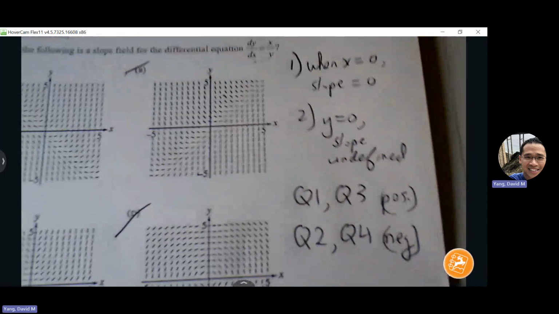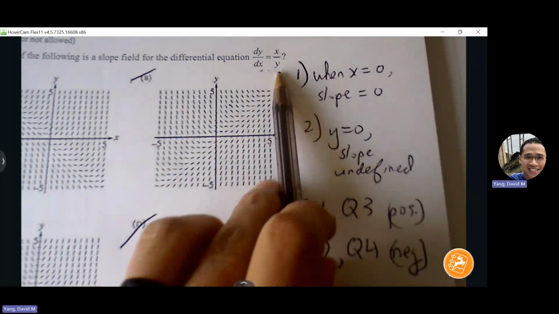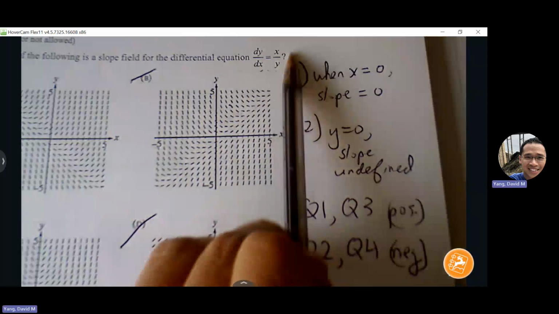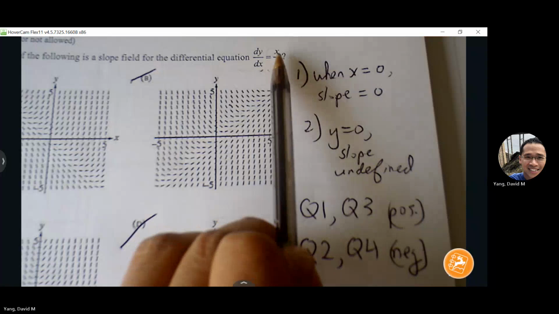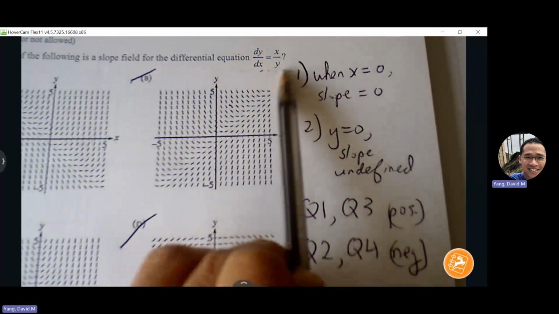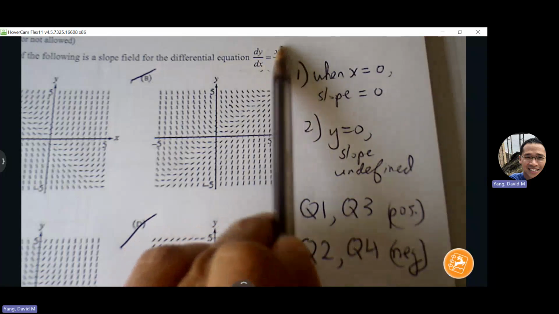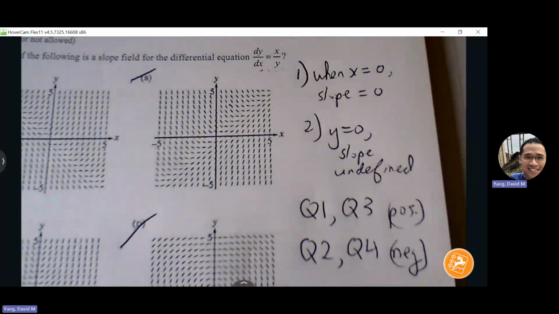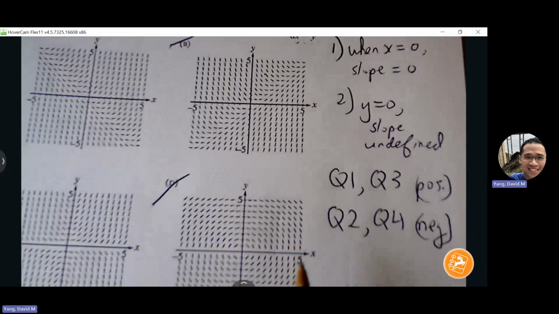It looks like it, right? Based off of this expression, because if you think about any ordered pair, anything in the first quadrant should give me a positive number. Anything in the third quadrant should give me a positive number as well, because the differential equation is simple enough that we can create those easy categories for us.